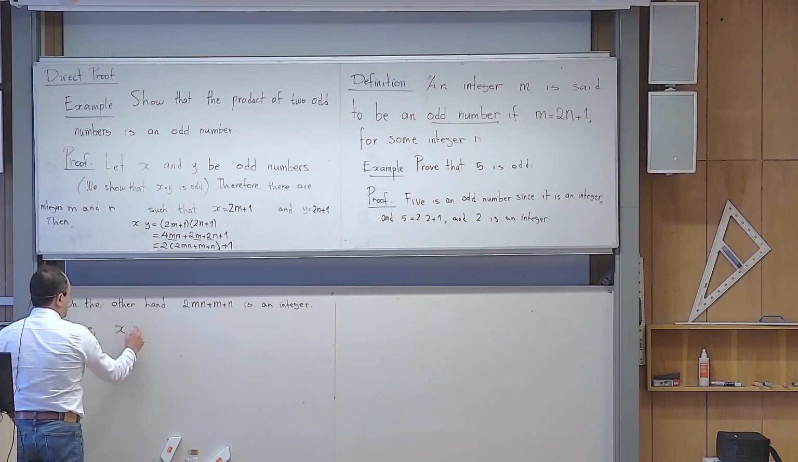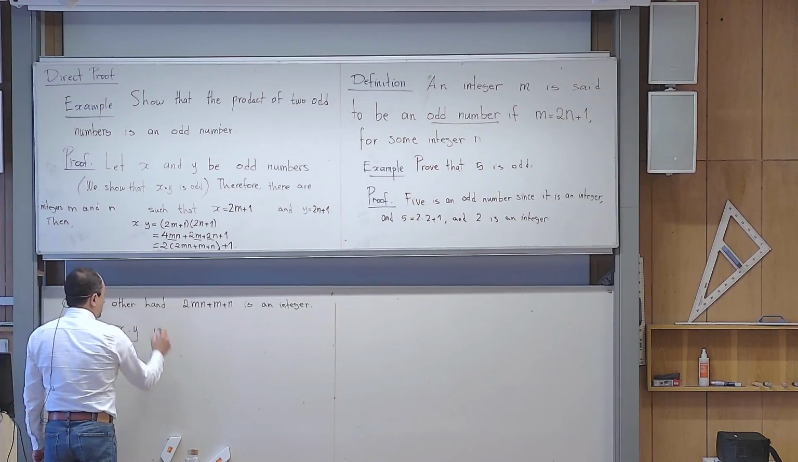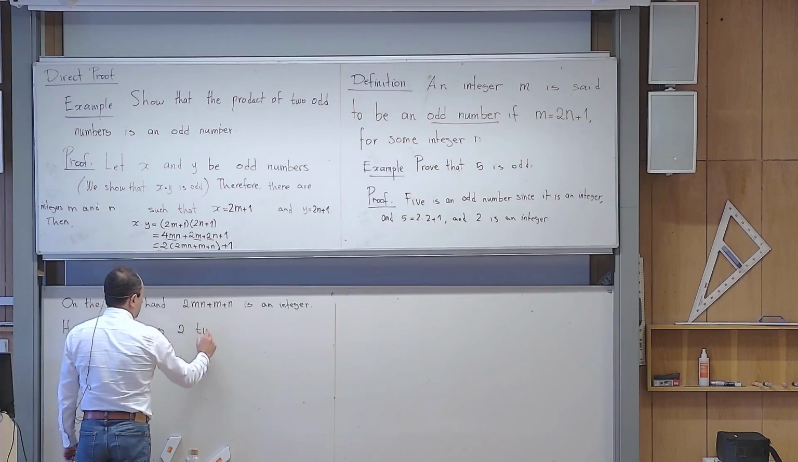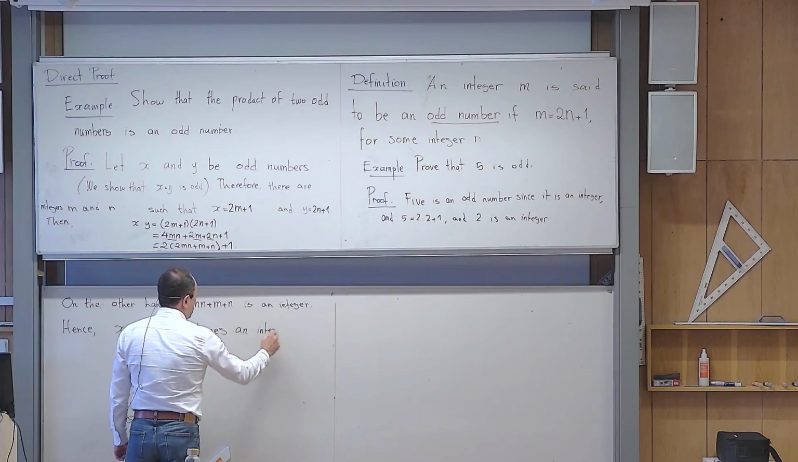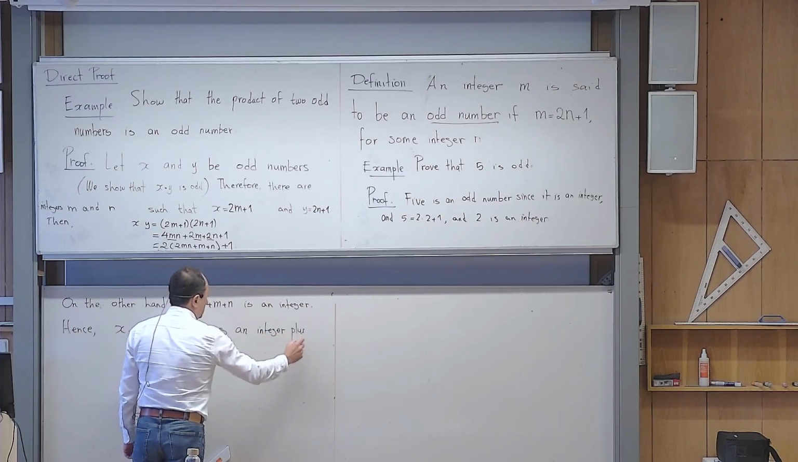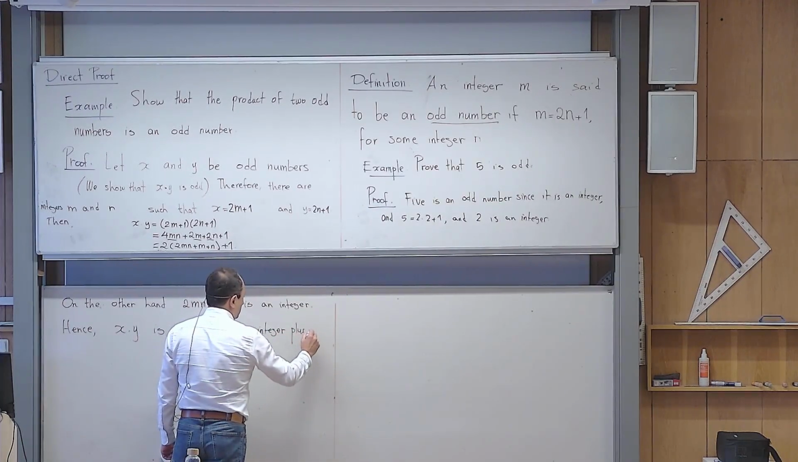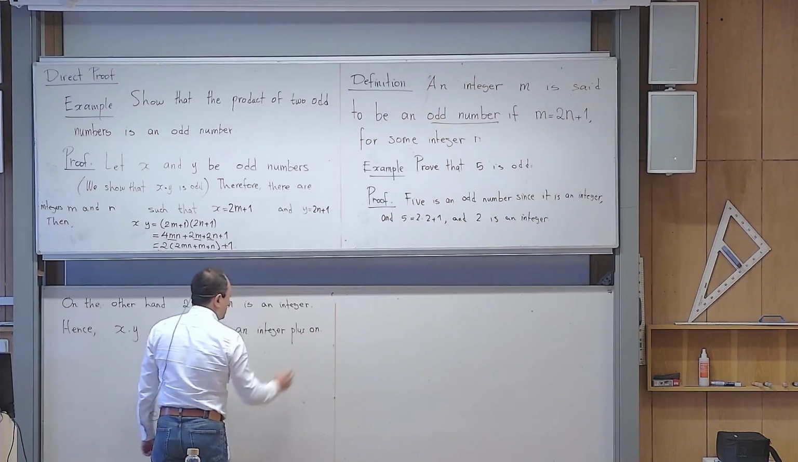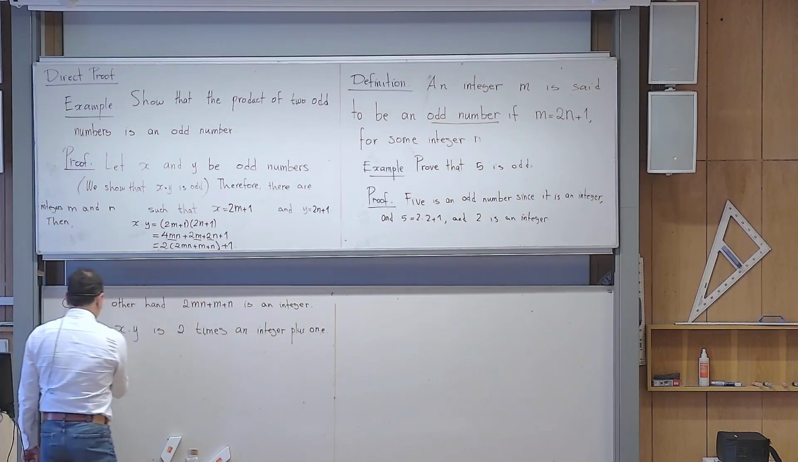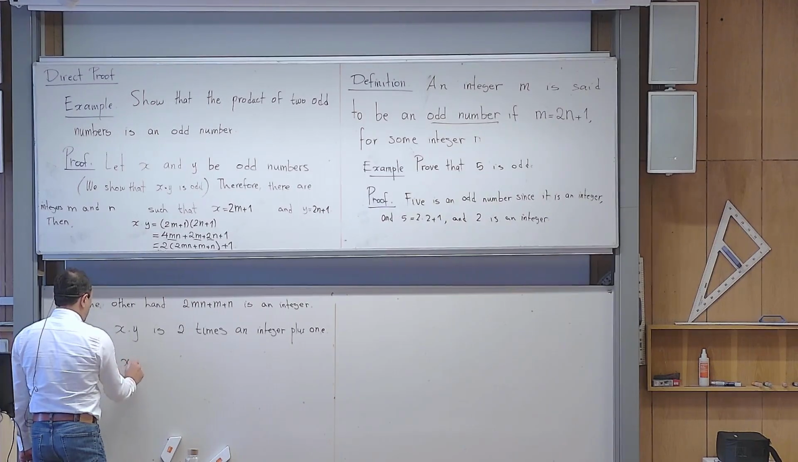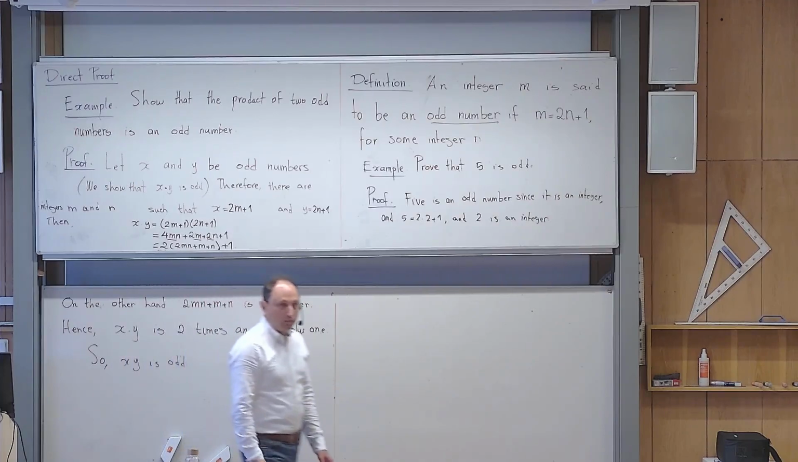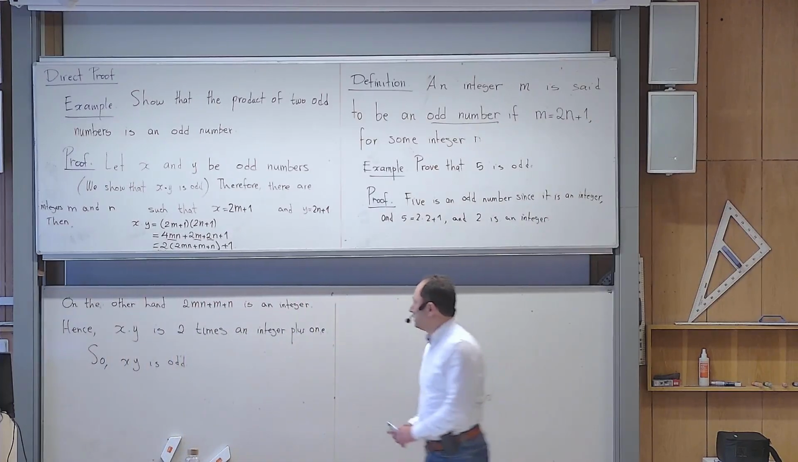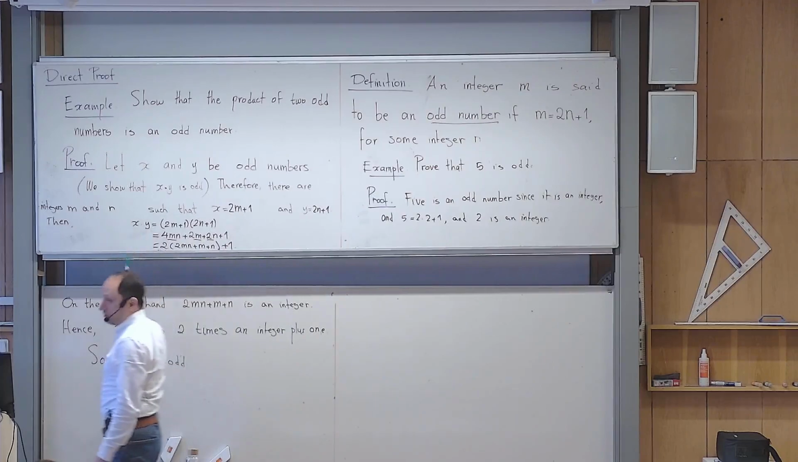x times y is 2 times an integer plus 1. So xy is odd. Yes? But usually students only write this part. Okay, so this is not a proof.